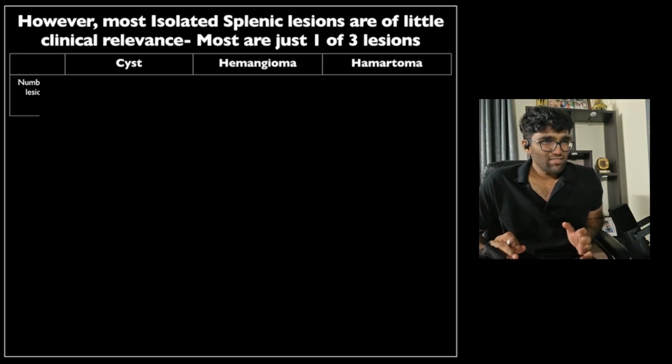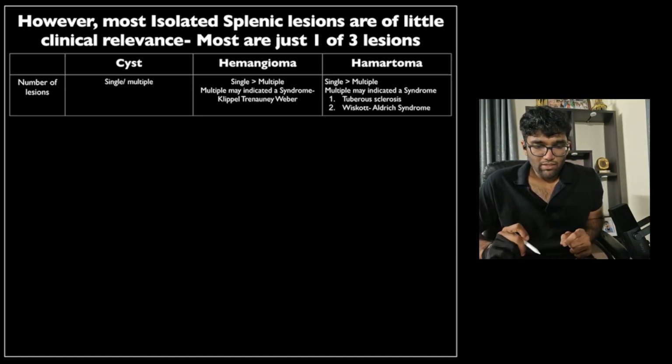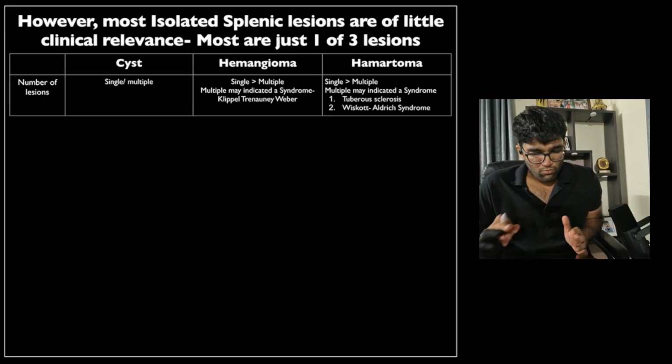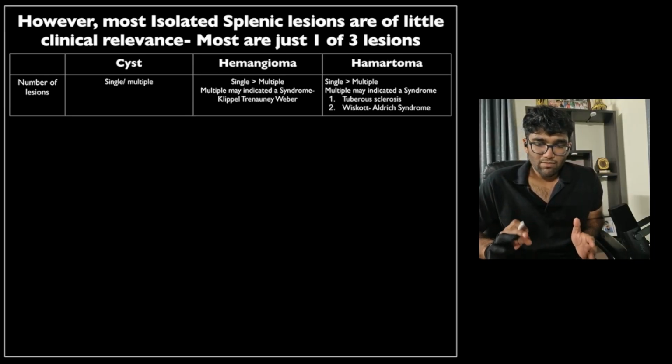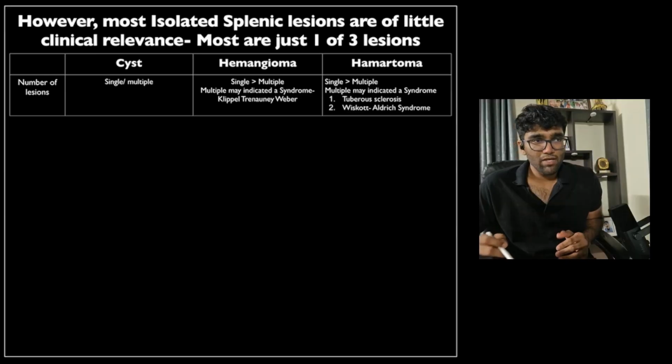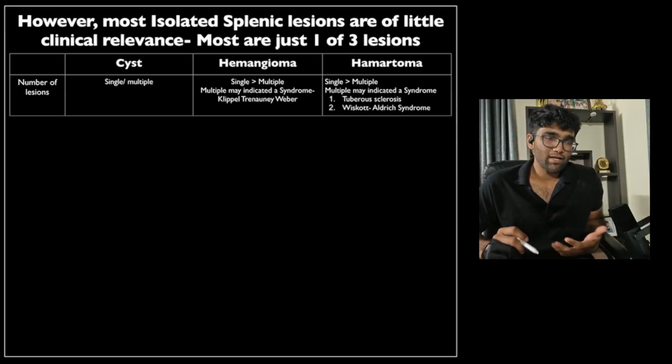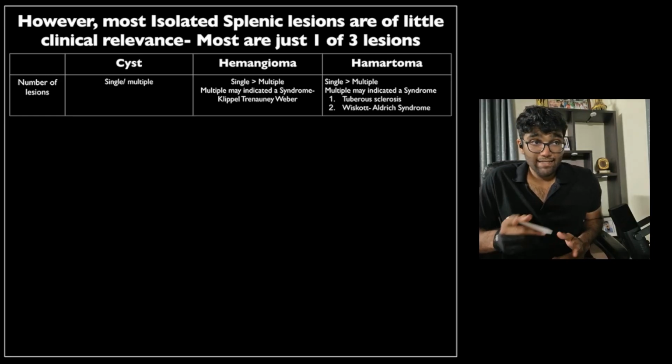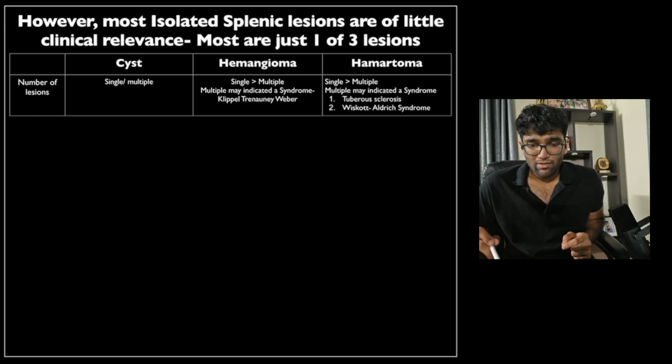Now, they're actually relatively easy to differentiate from each other. Cysts are usually single, maybe multiple. Hemangiomas are mostly single, but there are some clinical syndromes in which you have multiple, like Klippel-Trenaunay-Weber syndrome. Then we have hematomas, usually single, can be multiple. Again, if they are multiple, hematomas of the spleen typically occur in other disorders with hematomas, like tuberous sclerosis, and they occur with viscoelastic syndrome. This is important from the perspective of clinical immunology and rheumatology.